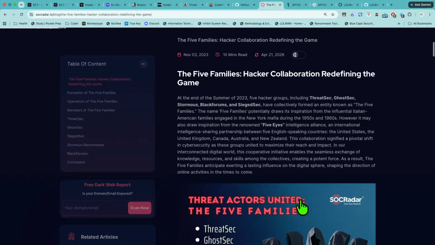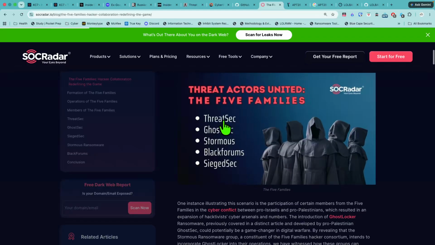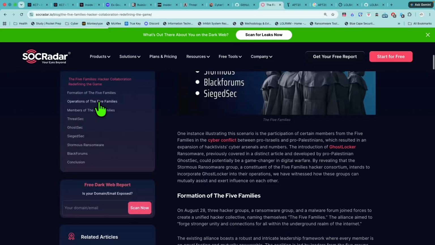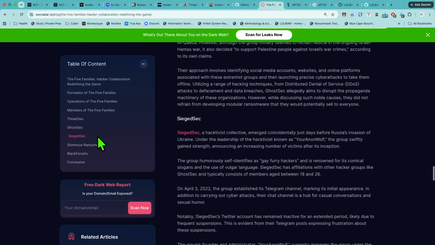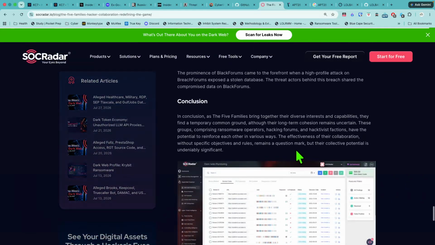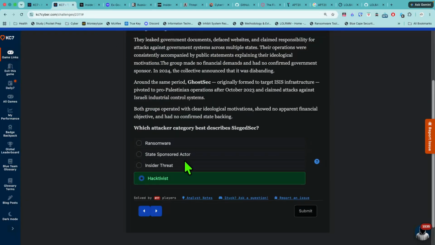Alright, the 5 families. And threat actors united, the 5 families: ThreatSec, GlowSec, Stormous, BlackForums, and SledgeSec. We got operations. We got members. We got SledgeSec right here. SledgeSec is a hacktivist collective that emerged coincidentally just days before Russia's invasion of Ukraine. And under the leadership of the hacktivist known as Your and Wolf, the group swiftly gained strength, announcing an increase in number of victims after its inception. And conclusion, so you better understand them all as well. Really beneficial resource. Nice. Alright, hacktivist.